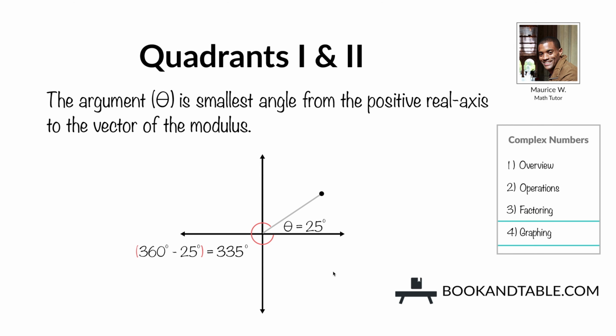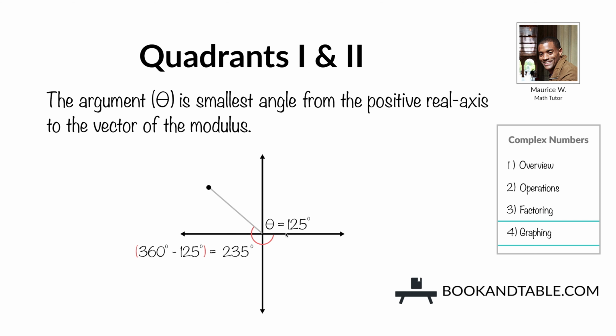Let's now discuss how you find the argument of a complex number in quadrant 2. So remember, the argument theta is the smallest angle from the positive real axis to the vector of the modulus. So if this angle here is 25 degrees, if you were to go clockwise in the opposite direction, it would be 360, the total for one revolution, minus theta, the 25 degrees, which means this angle would be 335 degrees. So we know theta, or the argument, is always going to be counterclockwise, moving from the real axis in quadrant 1. Same thing in quadrant 2.